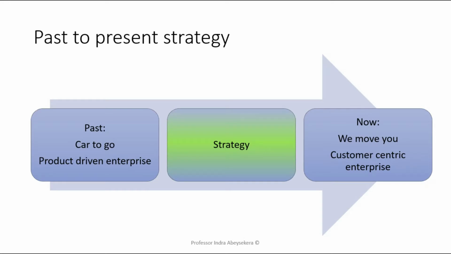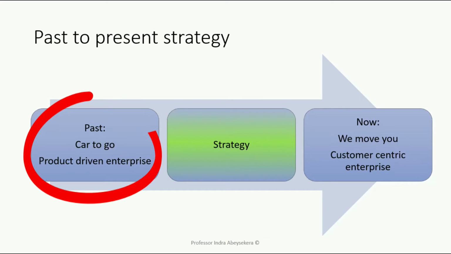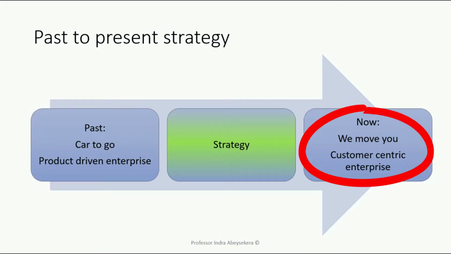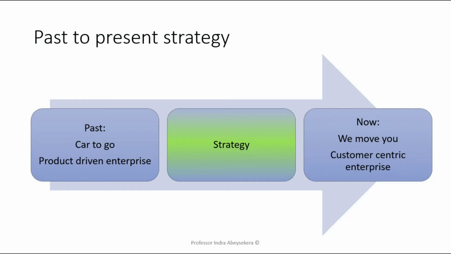In Mercedes-Benz, the past was about car to go. It was a product-driven enterprise. Now it is about we move you, and it's a customer-centric enterprise. Therefore, the strategy that is required is to transform it from car to go to we move you, from product-driven enterprise to a customer-centric enterprise.